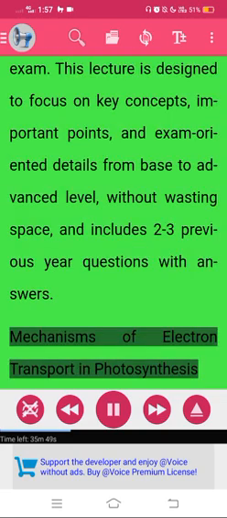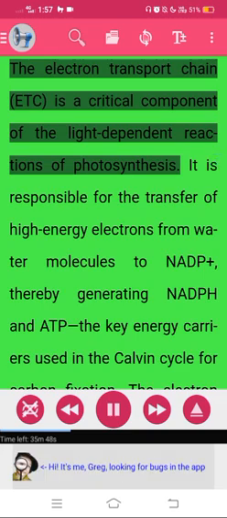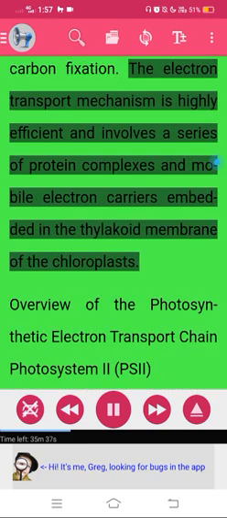Mechanisms of electron transport in photosynthesis. The electron transport chain is a critical component of the light-dependent reactions of photosynthesis. It is responsible for the transfer of high-energy electrons from water molecules to NADP+, thereby generating NADPH and ATP, the key energy carriers used in the Calvin cycle for carbon fixation. The electron transport mechanism is highly efficient and involves a series of protein complexes and mobile electron carriers embedded in the thylakoid membrane of the chloroplasts.